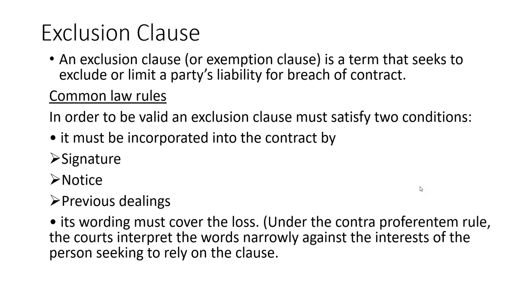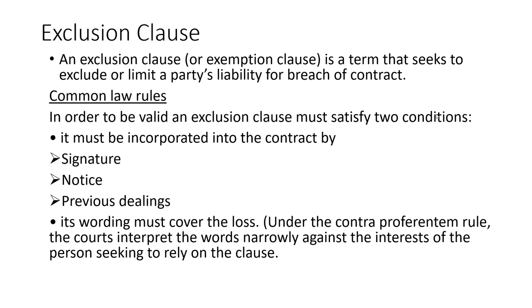An exclusion clause can be incorporated into a contract by three things. Signature: if you have signed the contract, and in that contract the exclusion clause was present, it means that the exclusion clause is incorporated into the contract. Secondly, notice. Notice is basically anything that is written on a board. Normally you go to a shop, you buy something, and on the counter there is a notice written that says no refunds or no exchanges. That is an exclusion clause, because in any case, if the product is not right or not up to the quality you expected, you cannot return or exchange the product.